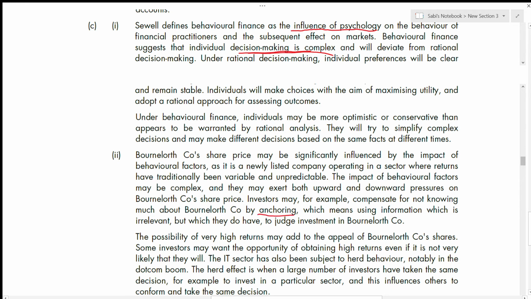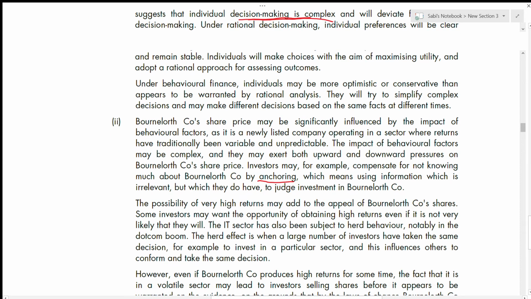But what is the meaning of anchoring? See, all these are behavioral factors, right? There are so many behavioral factors, but you need to answer at least 5. So number 1 is anchoring, right? What does anchoring mean? It's given here, which means using information which is irrelevant, but which they do have to judge investment.